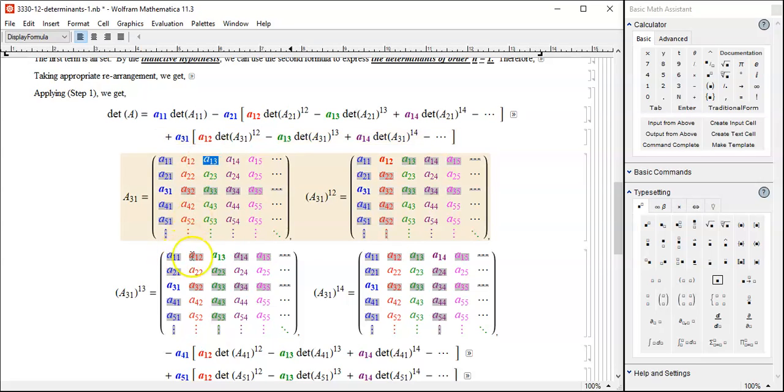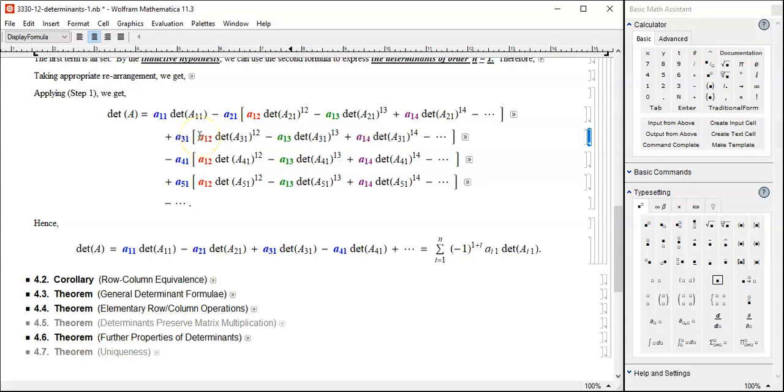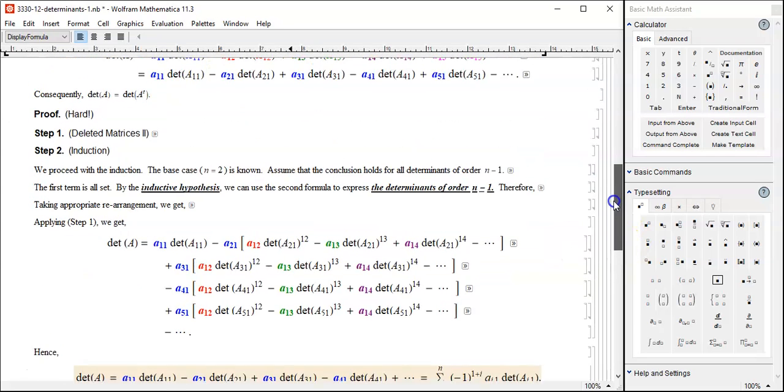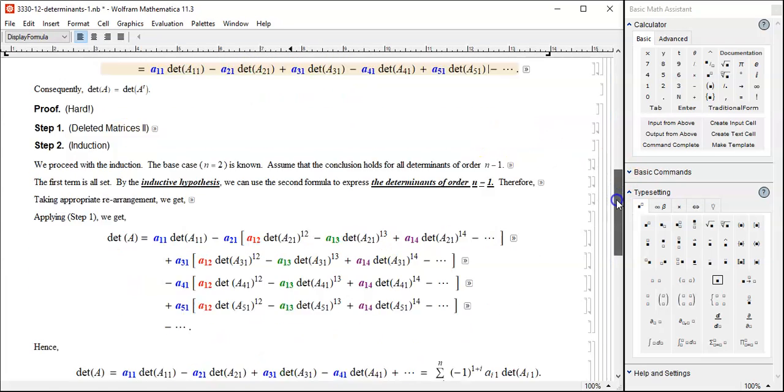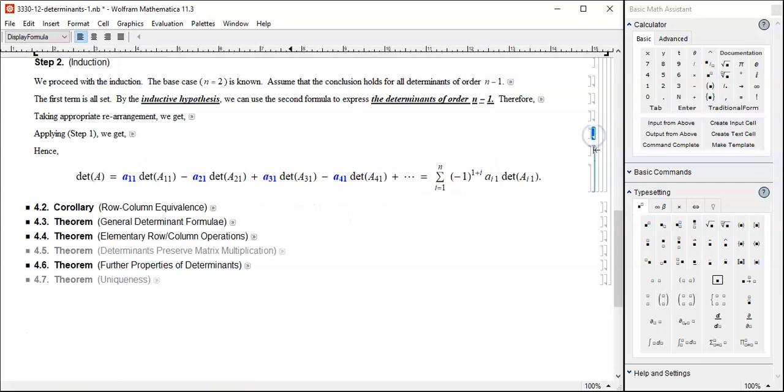Next, A13, first row out and this column out. What's left is this. And here, A14, first row out, this column out. What's left is this. With plus minus and so on. So this is a determinant of A31. And same thing. And that's precisely what we wanted. So determinant of A, which we started like this, with some multiple winding steps, in the end we got this. So that completes the proof.